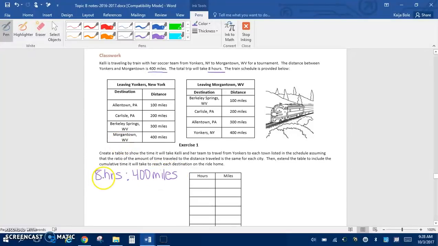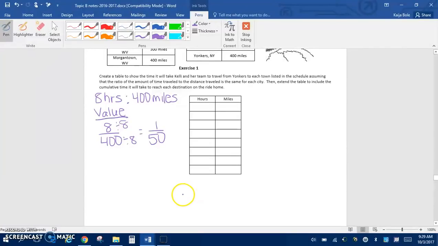So before we can fill in our table, I want to find the value of the ratio. So we would have 8 over 400. And we need to simplify, and we can divide both of these numbers by 8 here. So we would get 1 over 50. So that means, if I scroll down a little bit, that for 1 hour, they go 50 miles. So that's what we're going to fill in our table with first. So for 1 hour, they go 50 miles.